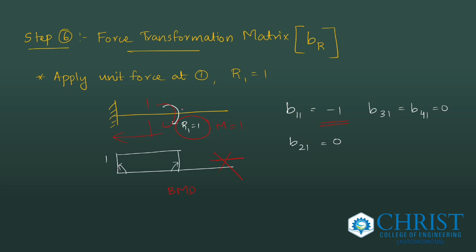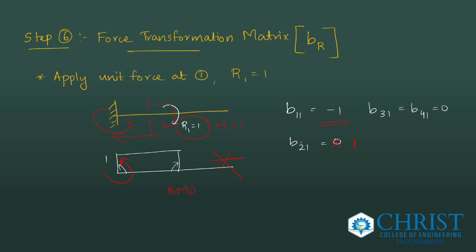How did I draw that BMD like that? This will produce a clockwise moment, and in order to oppose that, an anti-clockwise direction is produced. So B11 is equal to -1. B21 is actually 1, that is acting in clockwise direction.